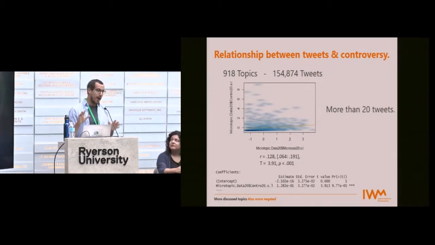We only kept about half of the microtopics, but those microtopics contain about 95% of the tweets. So while we removed half of the microtopics, we're still keeping 154,000 out of 162,000 tweets.